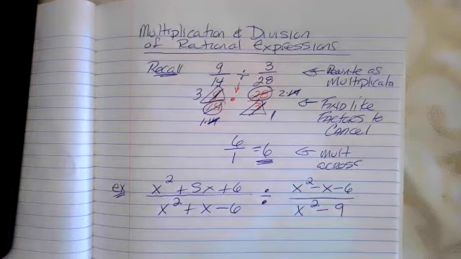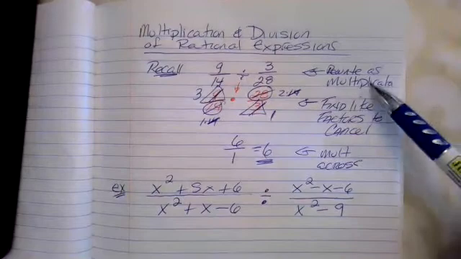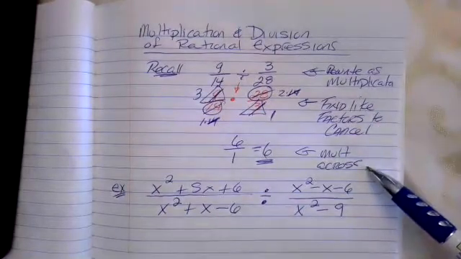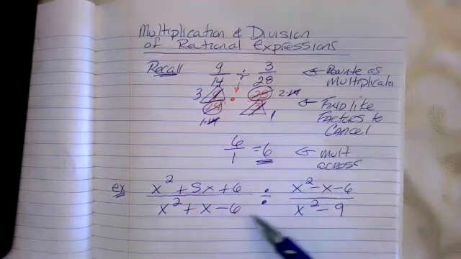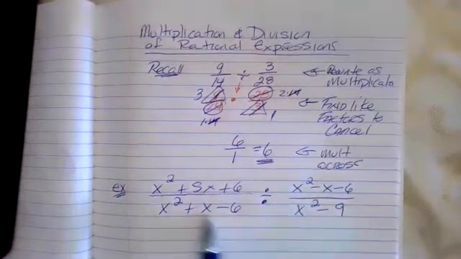So this problem looks challenging. I have x squared plus 5x plus 6 over x squared plus x minus 6 divided by x squared minus x minus 6 all over x squared minus 9. So if we're going to follow these same 3 procedures, we should be able to do this division problem of rational expressions.